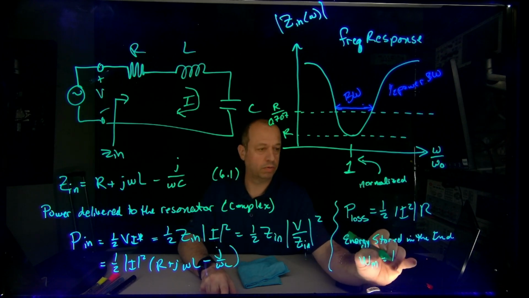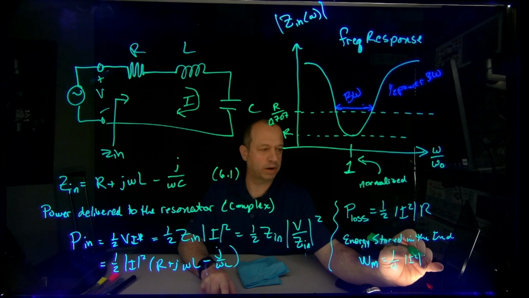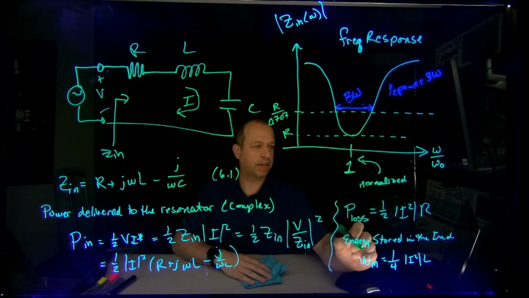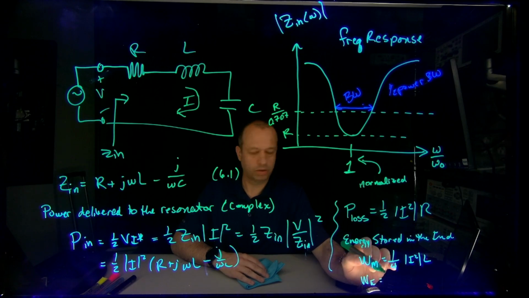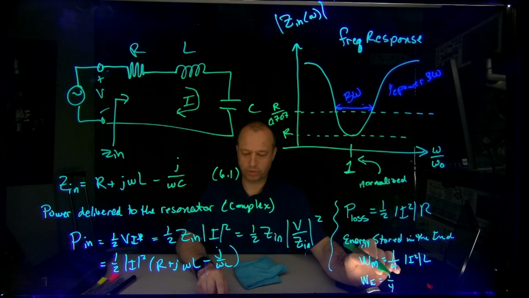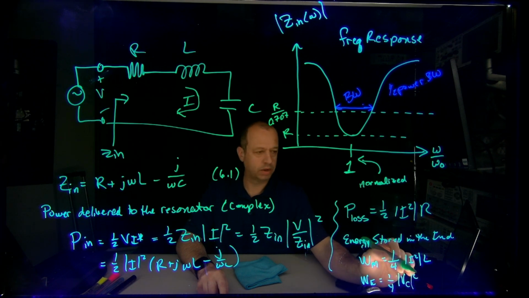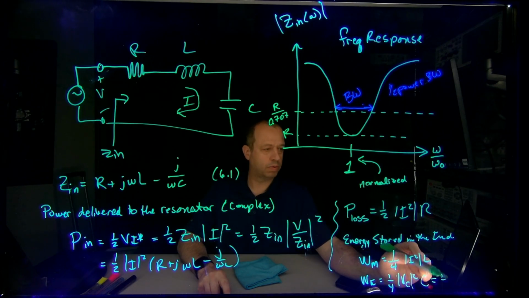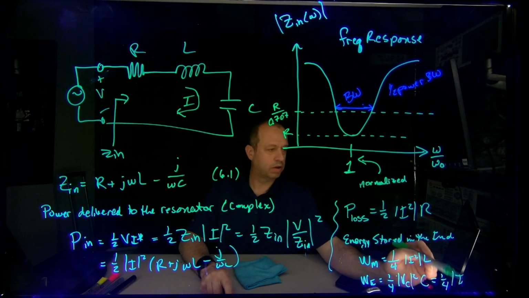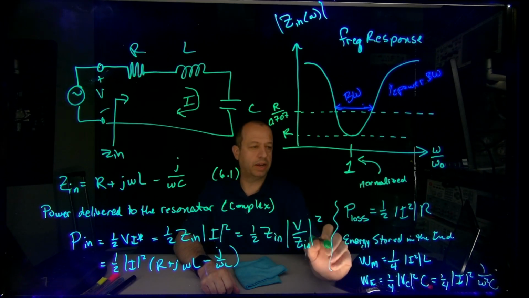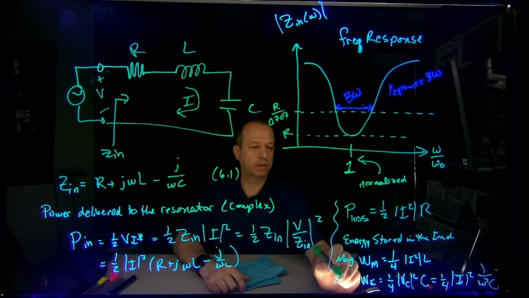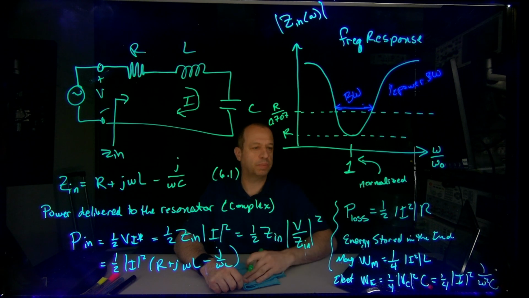Magnetic energy, 1/4 I squared L. And then my electric energy in the capacitor, that is 1/4 Vc squared C, or 1/4 I squared 1 over omega squared C. So this is my magnetic and electric. Okay, so this is for the inductor and that's for the capacitor.